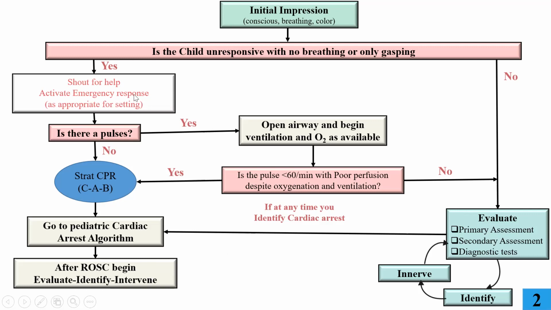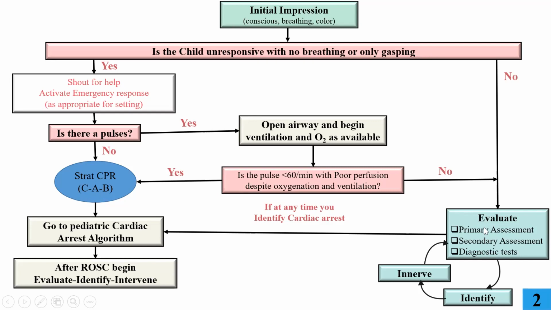Now, if the child is unresponsive but has a heart rate, you open the airway, you give oxygen, and then you assess the heart rate again. If the heart rate is less than 60, you act as if there is cardiac arrest. But if it's more than 60, you go to the cycle of evaluate, identify, intervene.